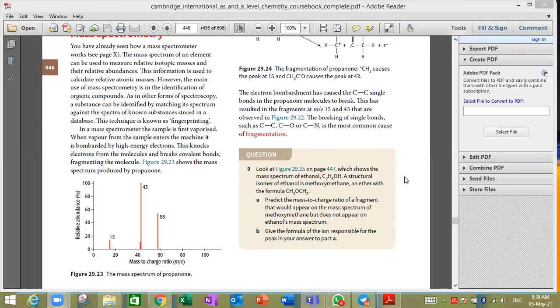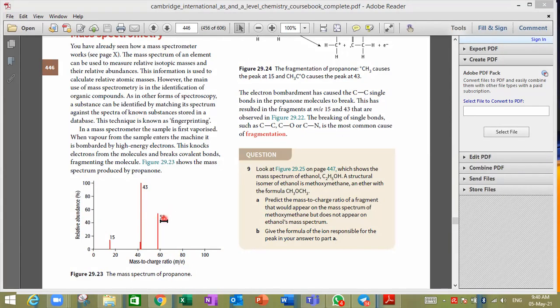So here we have two types of mass spectrometers. We have the low resolution mass spectrometer and the high resolution mass spectrometer, as we have seen in the case of proton NMR. In the low resolution mass spectrometer, we get, as you see here, a plot of relative abundance percentage against the mass to charge ratio.